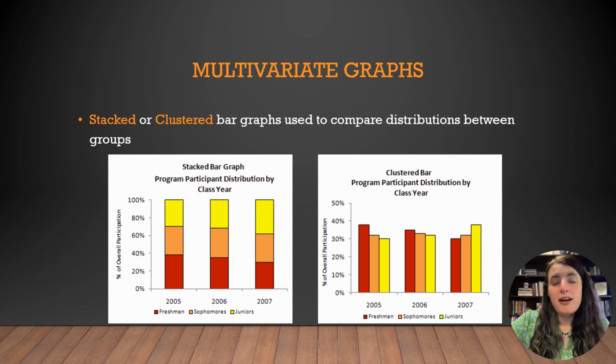Now, clustered bar graphs are more common. These graphs look like 3 separate bar graphs merged together, with colors or patterns used to distinguish between the different variables. In this example here, the graph is designed to show us the distribution of freshmen, sophomores, and juniors by year. So time is the independent variable, as we are wondering what type of effect time is having on student class, the dependent variable.